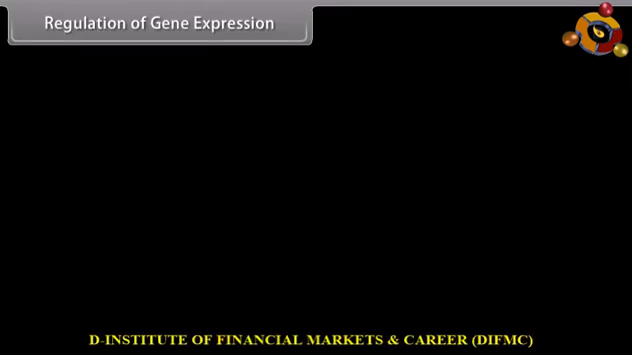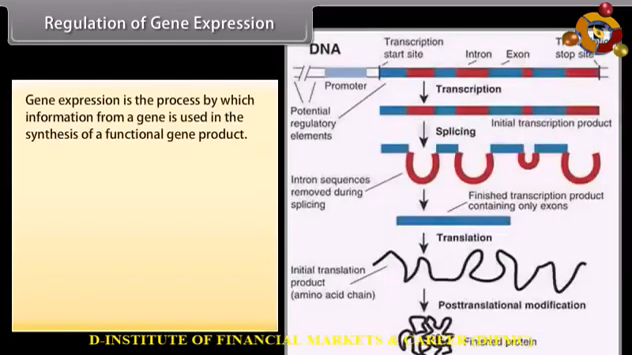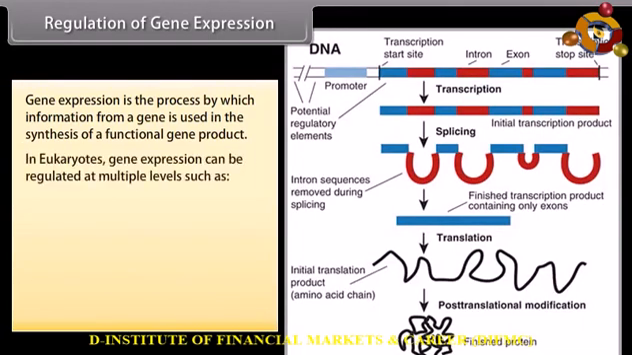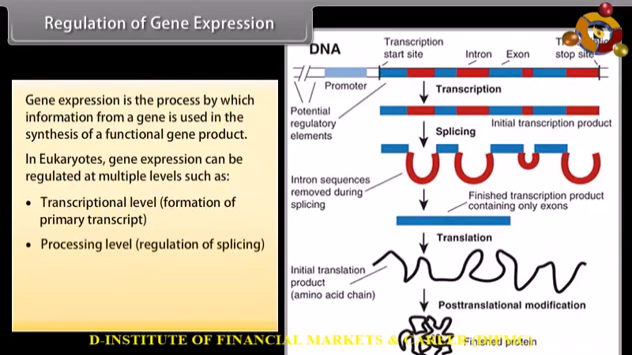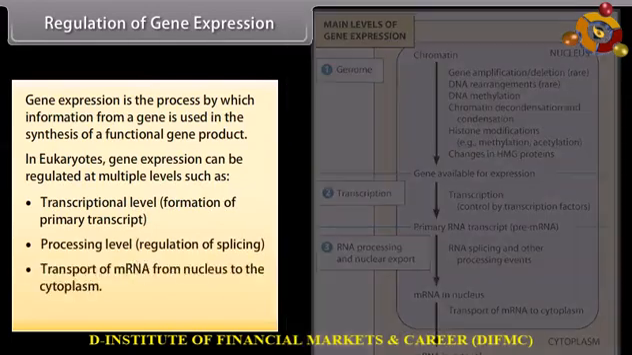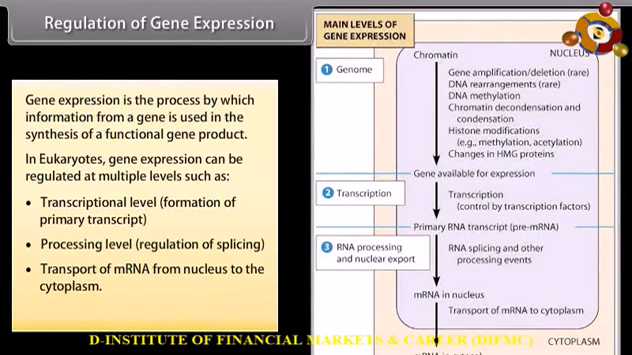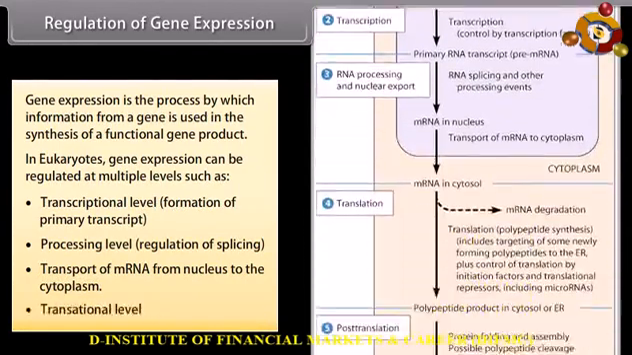Regulation of gene expression. Gene expression is the process by which information from a gene is used in the synthesis of a functional gene product. In eukaryotes, gene expression can be regulated at multiple levels such as transcriptional level, formation of primary transcript, processing level, regulating of splicing, transport of mRNA from nucleus to the cytoplasm, and translational level.